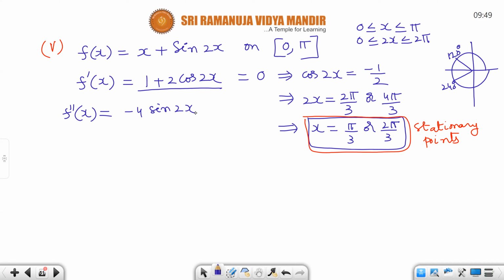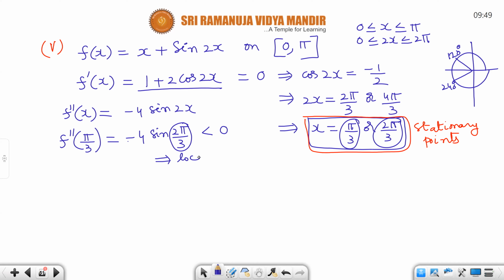Now this second derivative sign we have to find at pi by 3 and 2 pi by 3. So f double dash of pi by 3 is minus 4 sine 2 pi by 3. Sine 2 pi by 3 is sine of an angle in the second quadrant. In the second quadrant sine is positive, but minus 4 is there, so it is negative. You need not calculate the actual value, just positive or negative. Second derivative negative means local maximum.